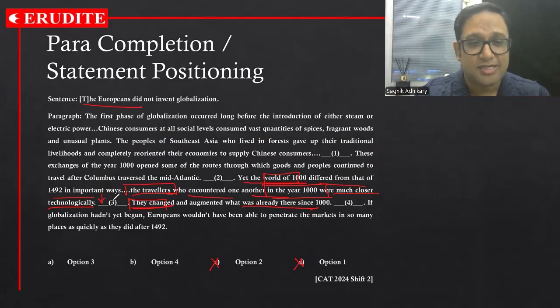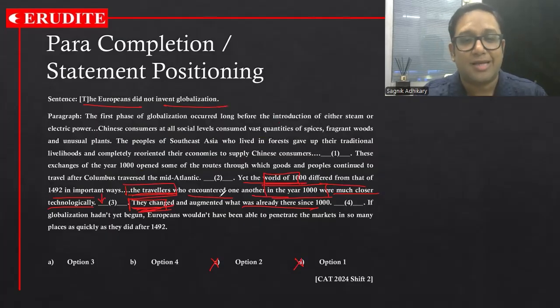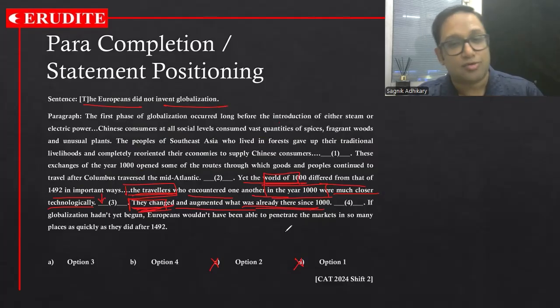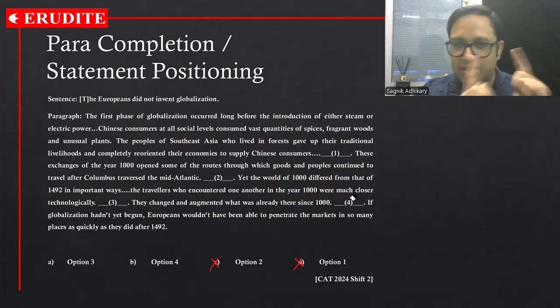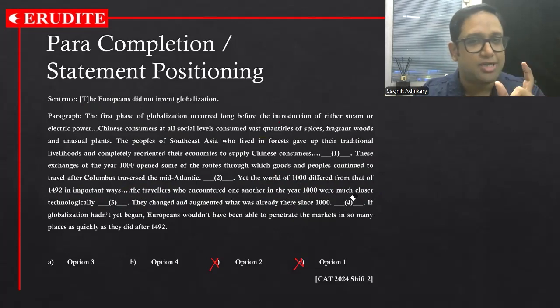The Europeans fitting here changes this subject, they, to refer to the Europeans instead of the travelers. The Europeans did not invent globalization. They changed and augmented what was already there since 1000. Remember, once you place this, you would be able to see there's another small, minor subject change that we have missed out. If we place the given sentence here, it pans out very well. We have the Europeans placed here.